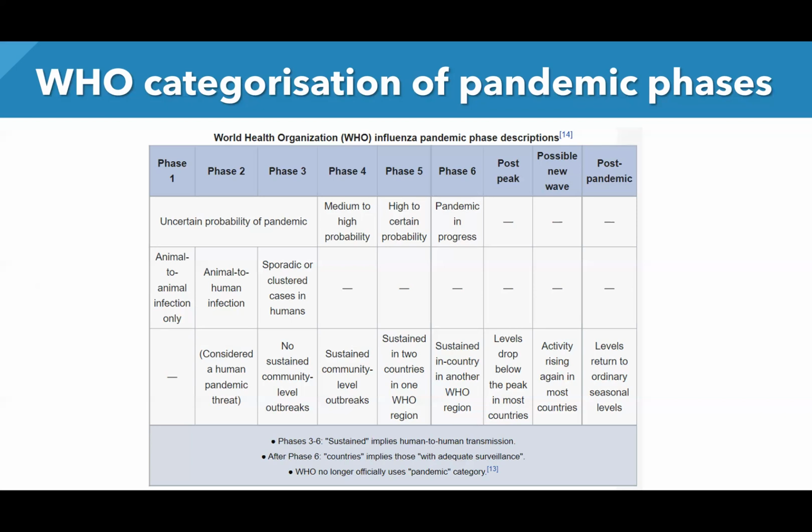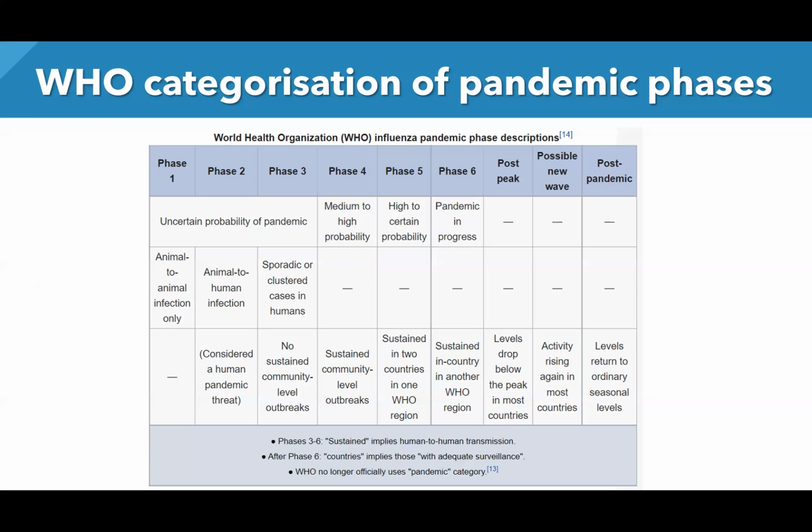at these stages. During the next 3 stages, this is when the pandemic really picks up, and in phase 6, a pandemic is declared, and there will be a pandemic in progress at this point. In phase 4, there's a medium to high probability, and phase 5, a high to certain probability. In terms of how the pathogen is spreading, there are sustained community-level infections and outbreaks, and then in 2 countries in one WHO region. So this is when the pathogen will start to spread between countries and eventually across the world.